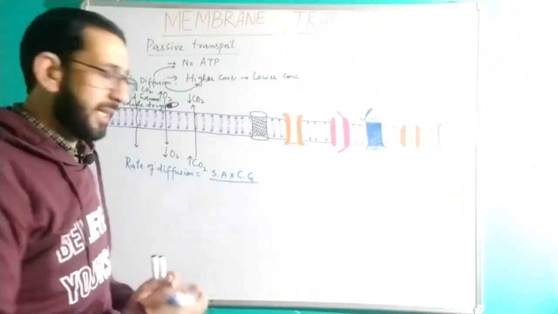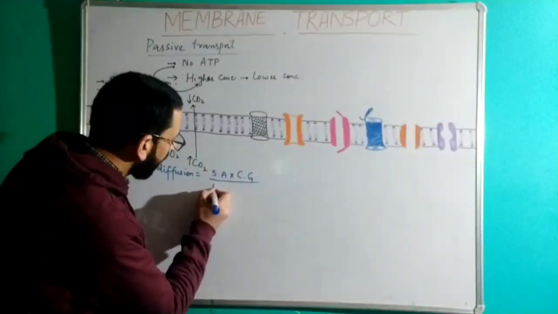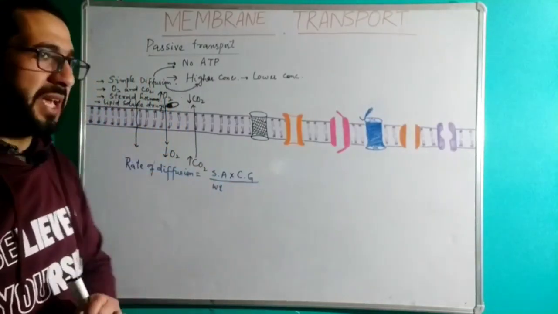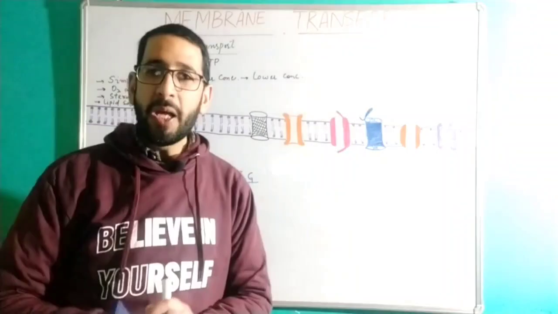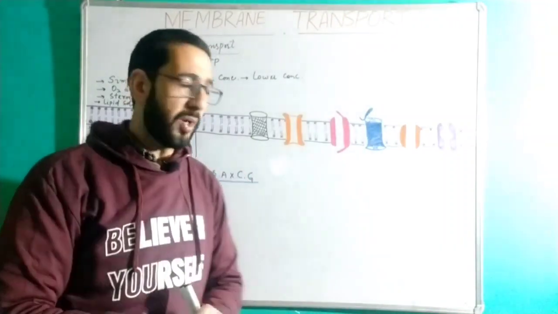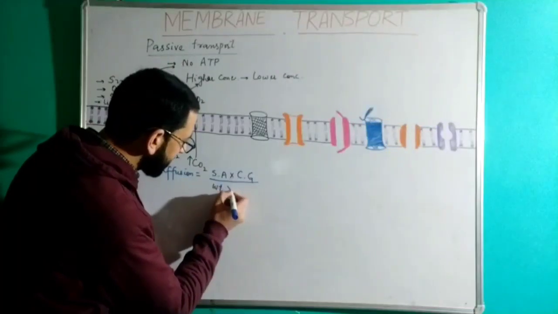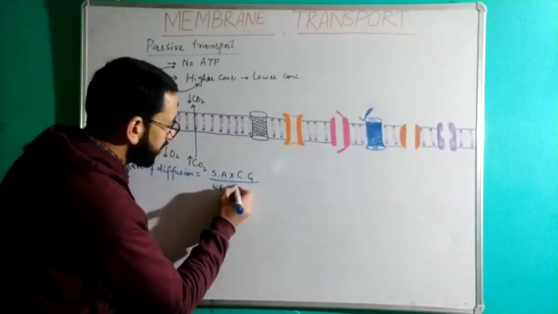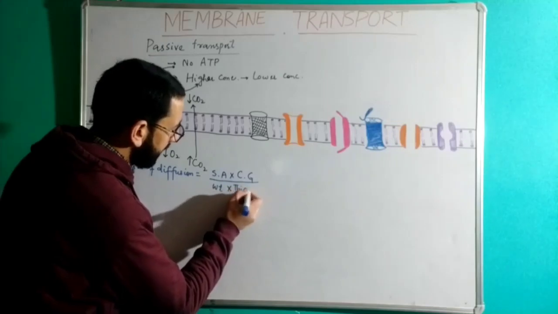And what are those things which are inversely proportional to the rate of diffusion? The first thing is the weight of the substance. The more the weight of the substance which we have to diffuse through this cell membrane, the less will be the rate of diffusion. And the second thing, which is inversely proportional to the rate of diffusion, is going to be the thickness of the cell membrane.